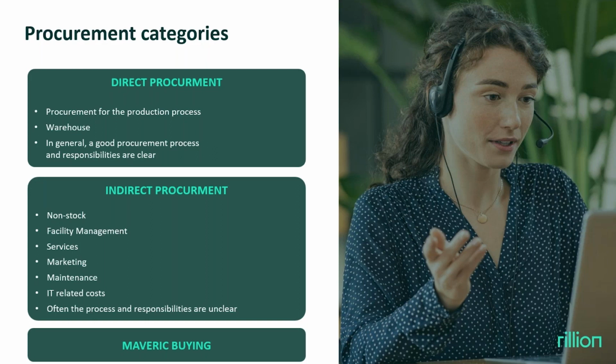Marketing material, maintenance, IT-related costs, all of those are typically indirect procurements that you are doing. And very often there are no, or very weak, I would say, processes for this in the company. It's not done in a structured way. And it's very unclear who is responsible for those different types of purchases.